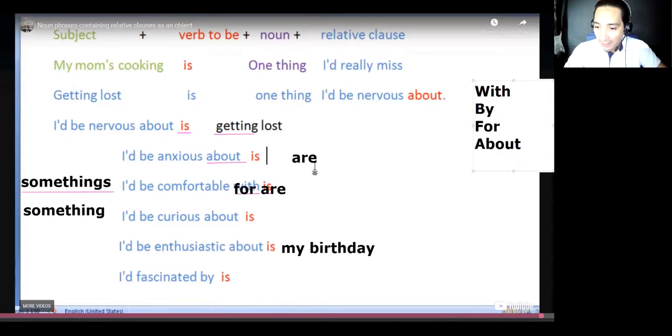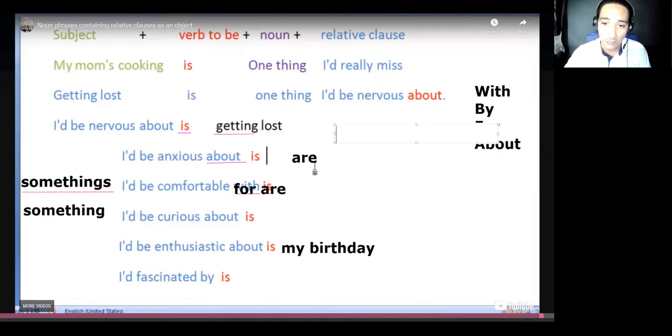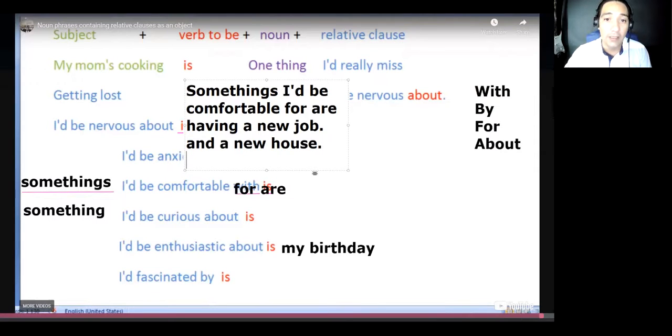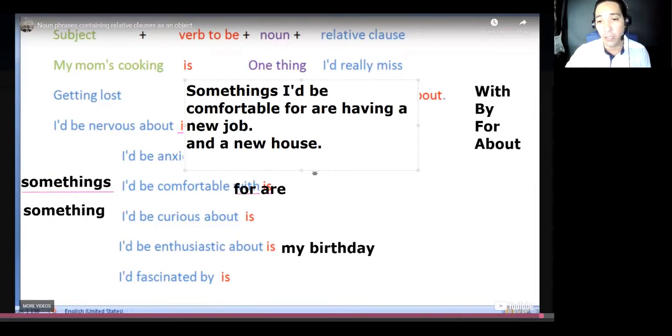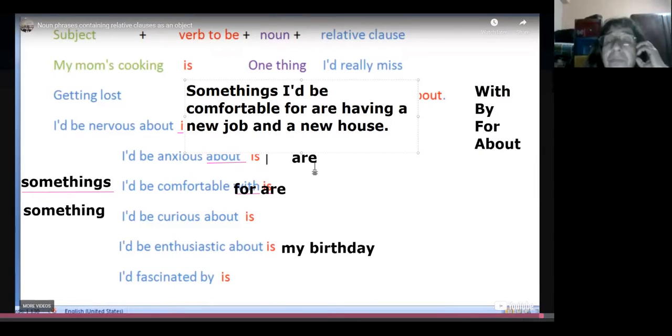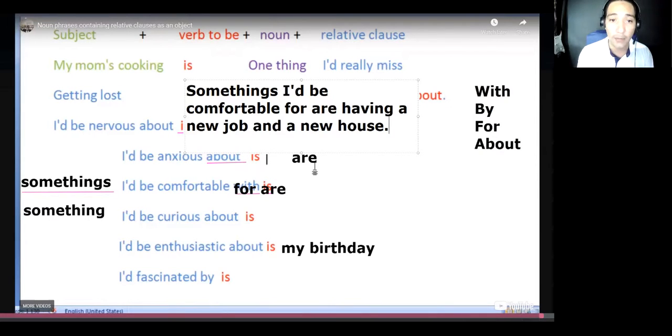Okay. Next, Alicia, some things I'd be comfortable for are having a new job and a new house. Okay, I like that example. Let's take a look at that example. Alicia's example states, some things I'd be comfortable for are having a new job and a new house. These are two things I'll be comfortable for. Por las cuales yo me sentiría cómodo. Tener un nuevo trabajo y tener una nueva casa.